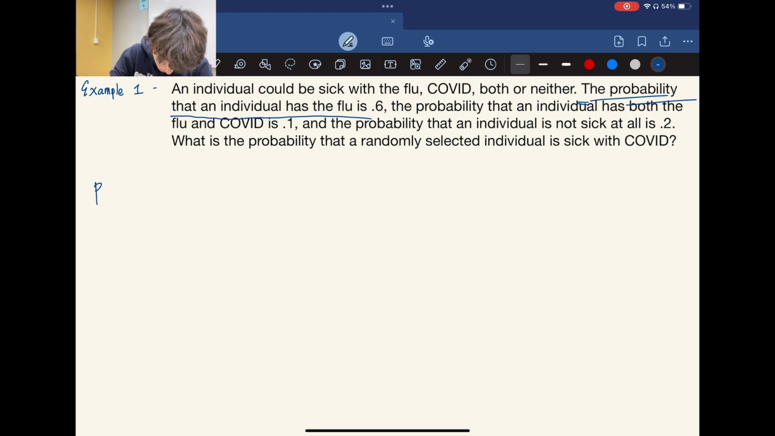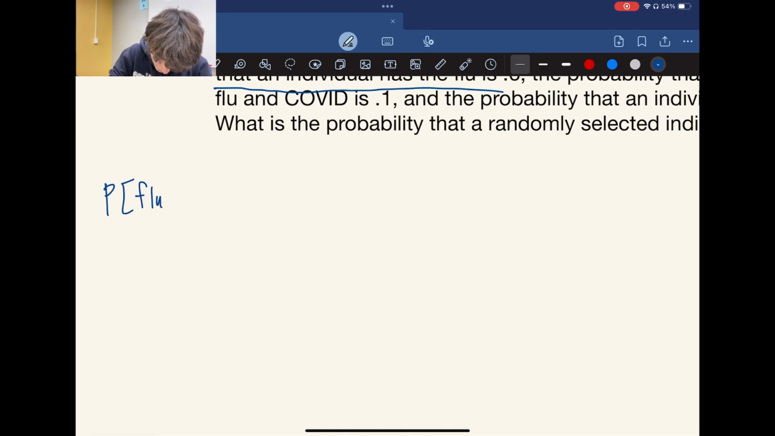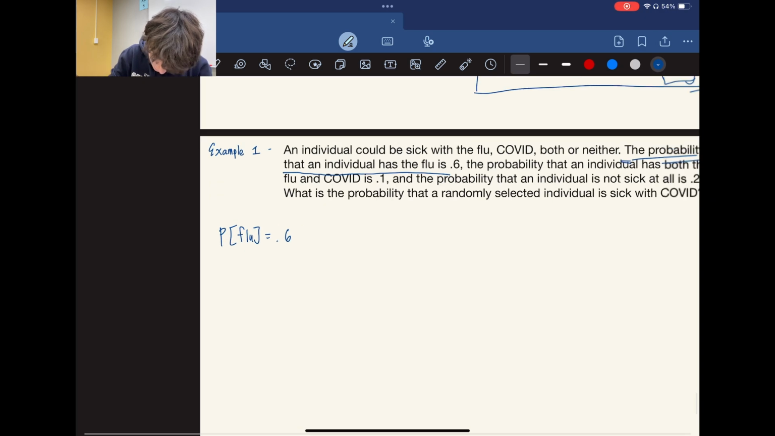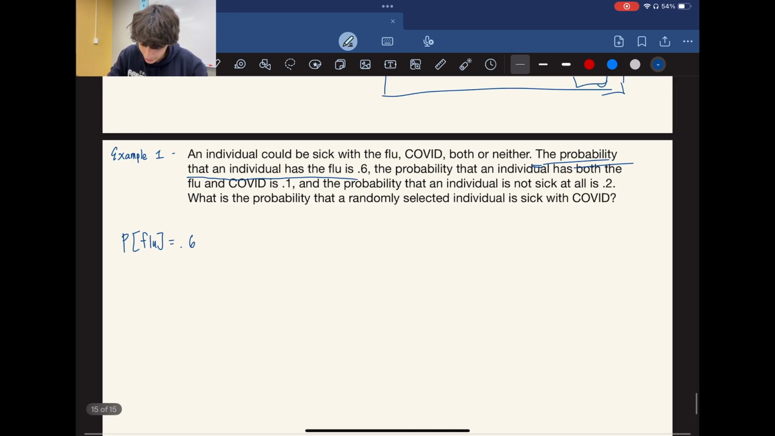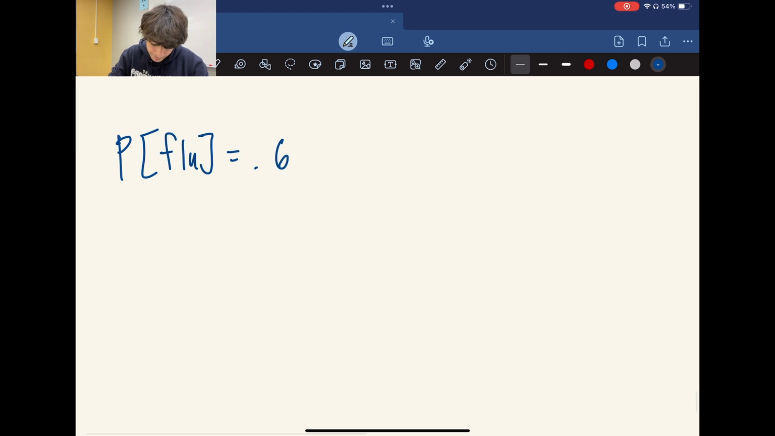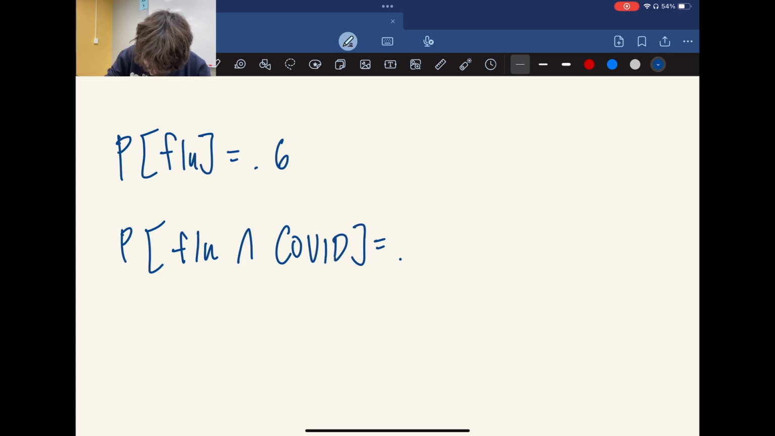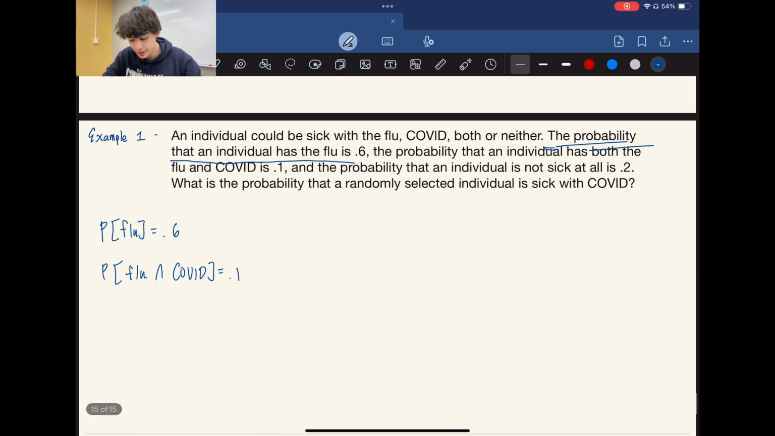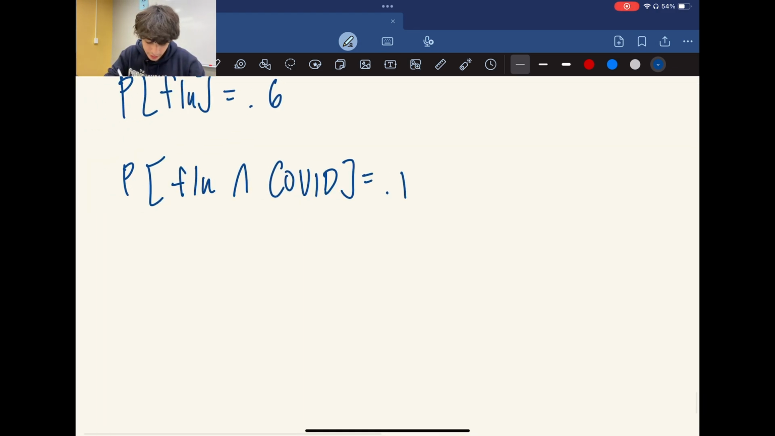And using the notation that we had before, we could say that the probability that someone has the flu is equal to 0.6. The probability that an individual has both the flu and COVID is 0.1, which, using the terminology we had before, would be this: flu intersection with COVID is equal to 0.1. And finally, the probability that an individual is not sick at all is 0.2. So in the notation from before, this would be equal to the union of A complement and B complement. So anything that isn't a part of both of the sets.